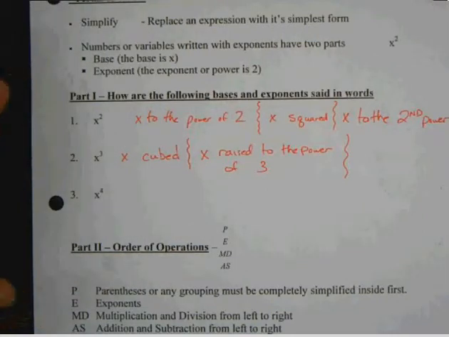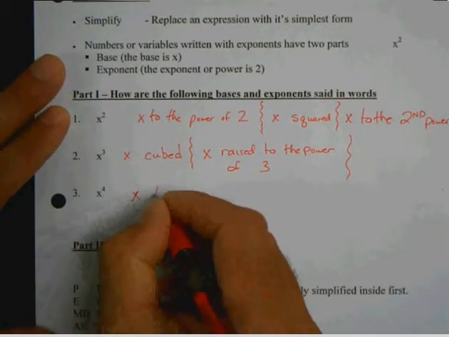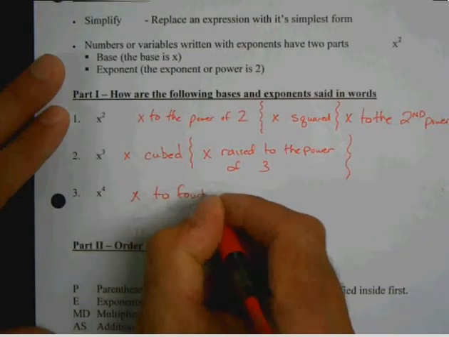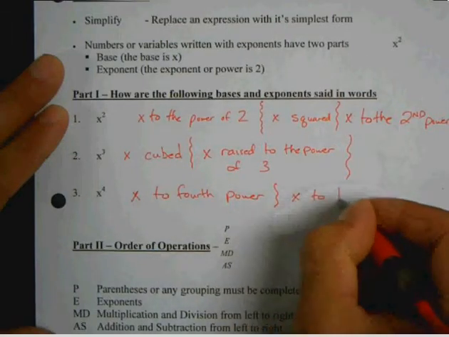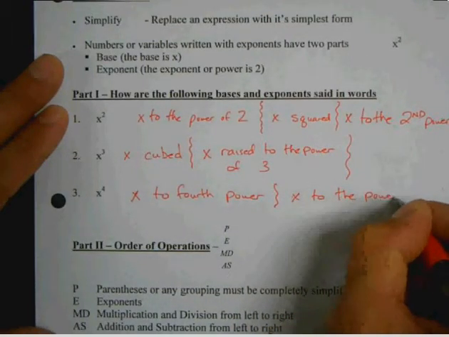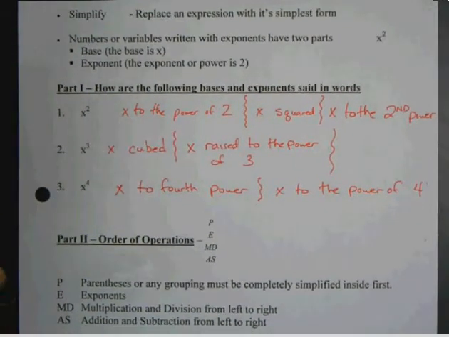All right, next one. We had X squared, we had X cubed. Is there an equivalent? X fourth? No, it's really awkward, like when I try to shoot layups left-handed. So what are we going to say here? X to the fourth power, or X to the power of 4. Pretty simple?